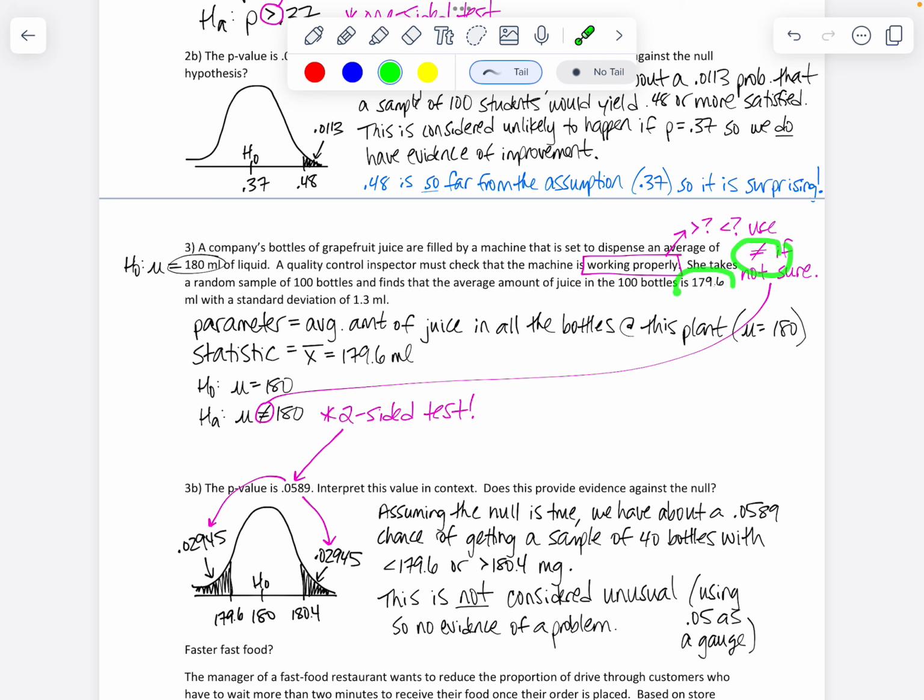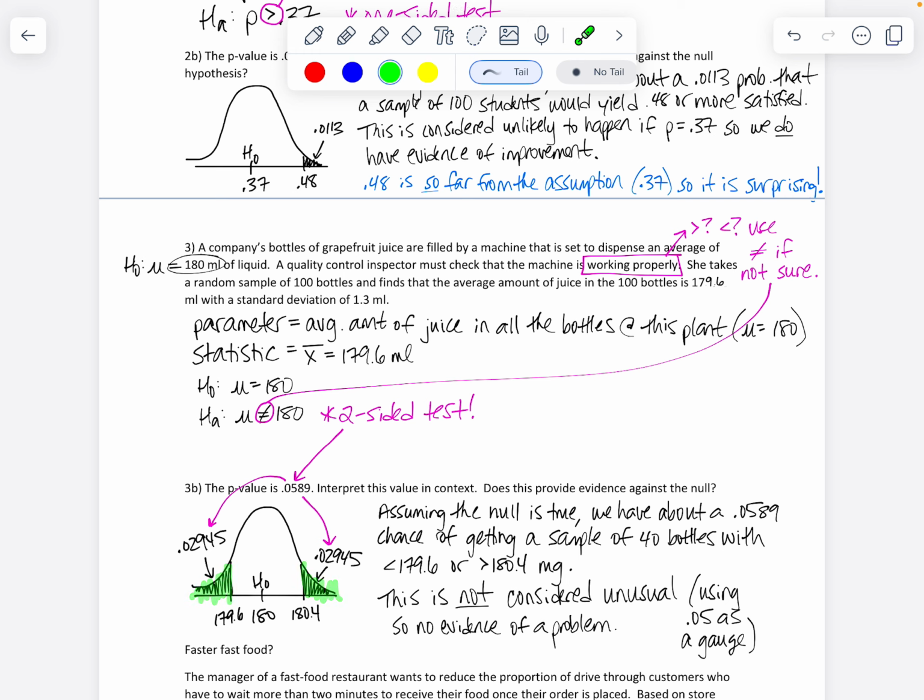I did get a sample statistic of 179.6. That's the X bar from that one sample of 100 bottles I took. I'm going to draw my line right there, and I'm going to shade this direction. And because it didn't say less than or greater than, I am going to reflect this number over here. The difference here is what, 0.4? So I'm going to go 0.4 this direction as well, and this gives me my other tail. In a two-sided test, we have to look at both tails.